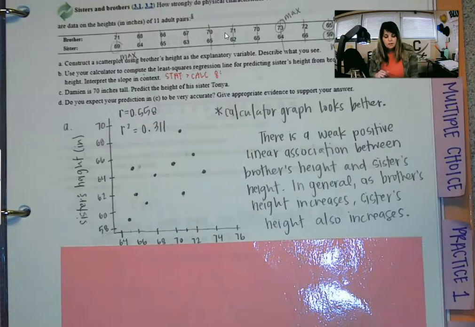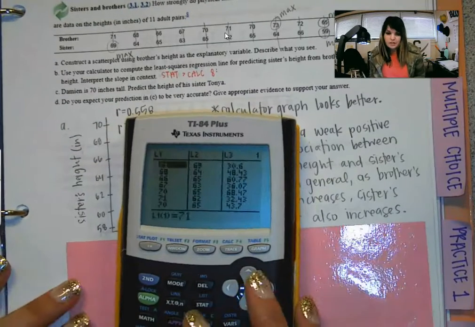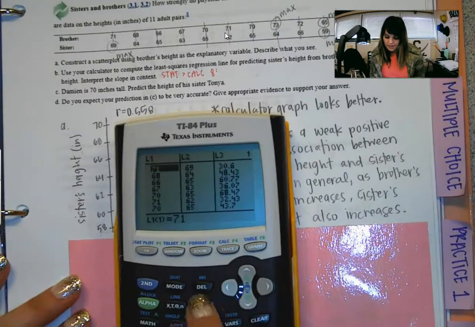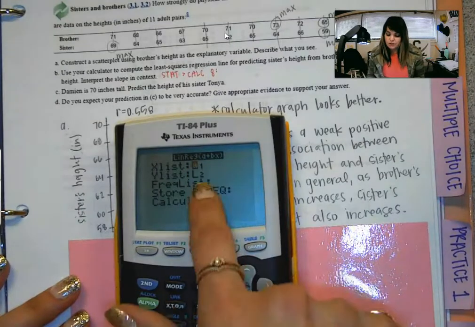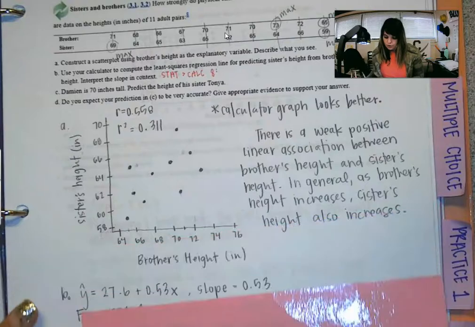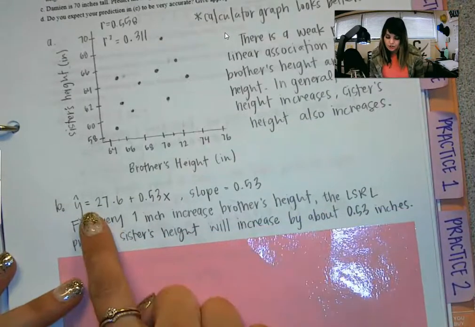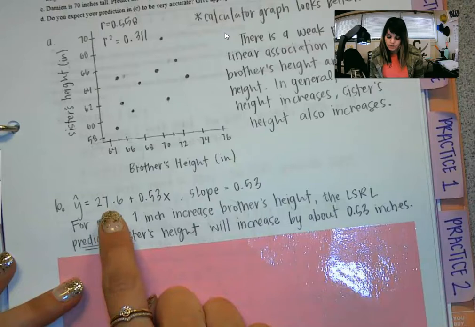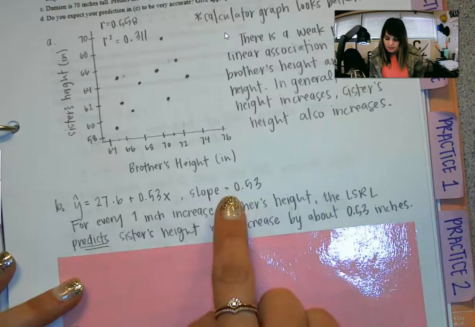So A, make the scatter plot, and then describe the scatter plot. B, you need to enter in the data to your lists. You need to go to Stat, Calc, 8, and run the regression for list 1 and list 2. So doing that, you get an equation of y hat equals 27.6 plus 0.53x. They want us to interpret slope.